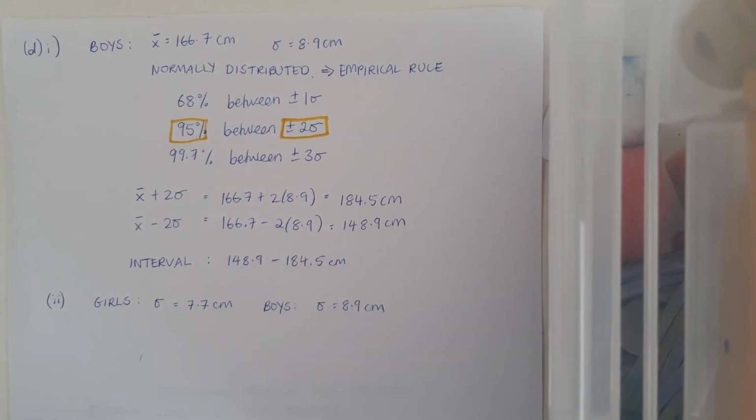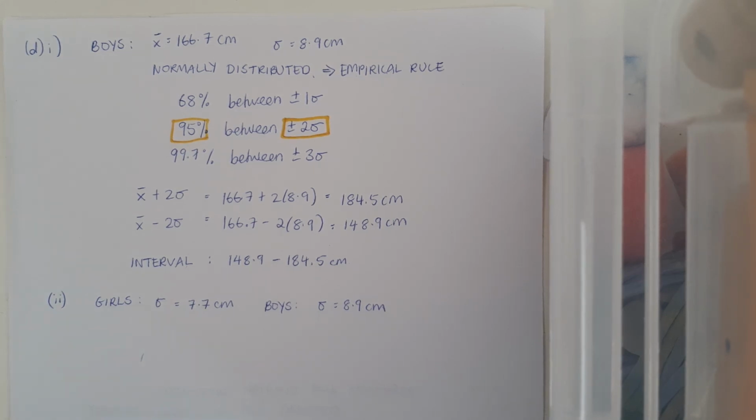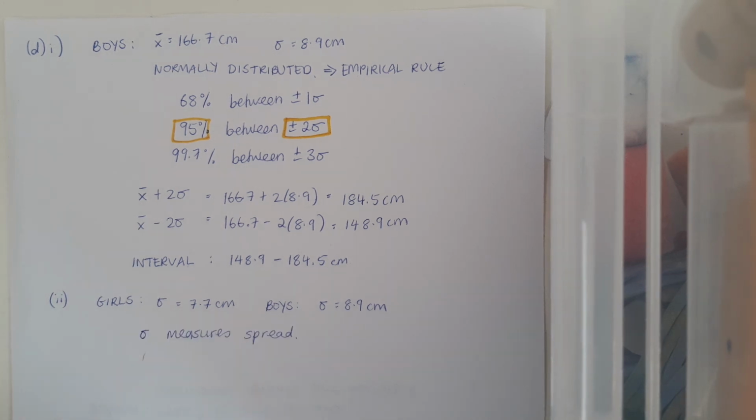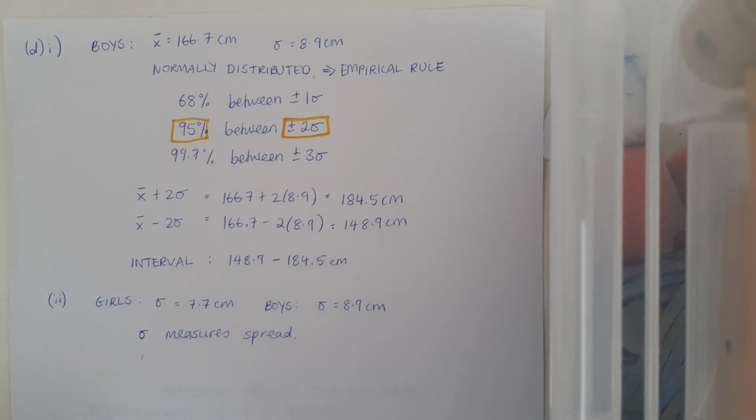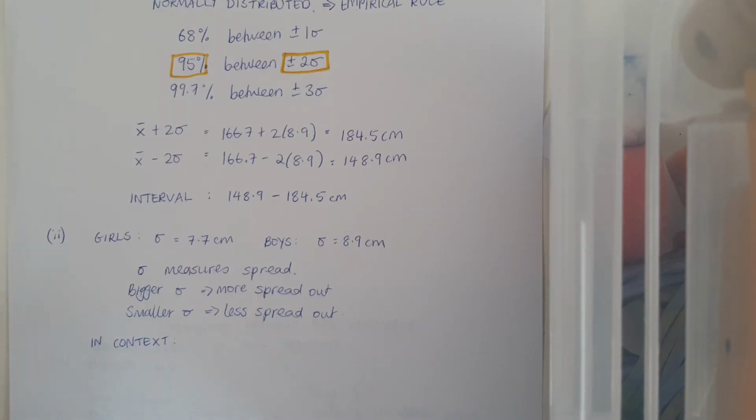Finally, D part 2, we're told that the standard deviation of the girls' heights is 7.7 centimetres and the boys' heights have a standard deviation of 8.9 centimetres, and we're asked to interpret this difference in the context of the data. So first of all, remember that standard deviation measures spread, and the bigger the standard deviation is, the more spread out the data is, and the smaller the standard deviation is, the less spread out the data is. They'd also like us to interpret this difference in context, so we want to actually refer to this particular scenario.